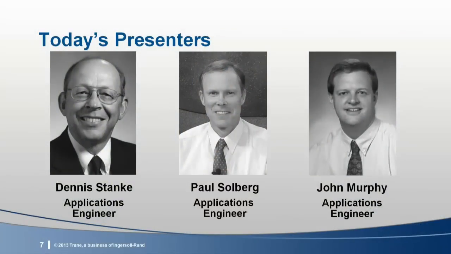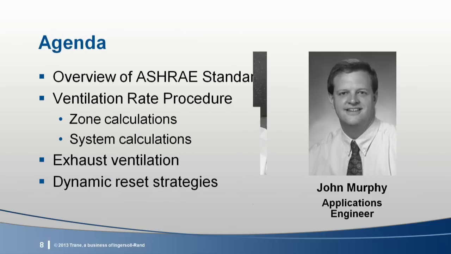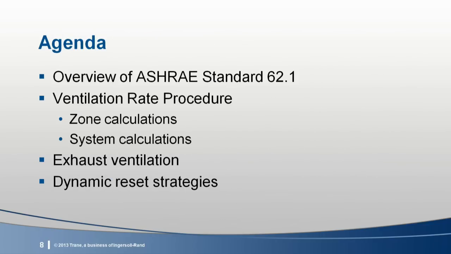During today's program, Trane Applications engineers Dennis Stanke, Paul Solberg, and John Murphy will take us through a discussion of the requirements of Standard 62.1, with specific focus on the ventilation rate procedure for calculating ventilation requirements. Dennis, who is a longtime member and recent chair of the Standard 62 Committee, will start us off with an overview of this standard. Then the guys will step us through how to use the ventilation rate procedure to determine the ventilation requirement for each zone and how much outdoor air must be brought in at the system level intake.